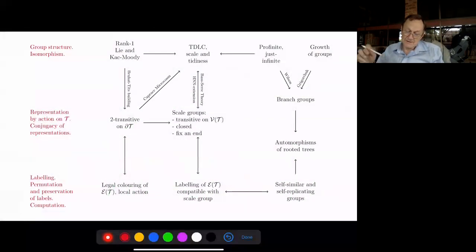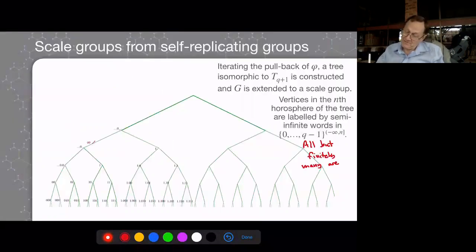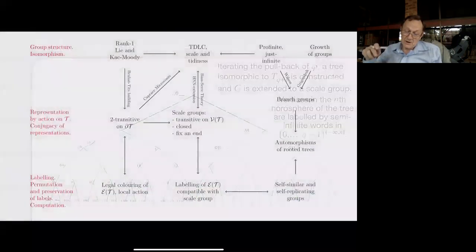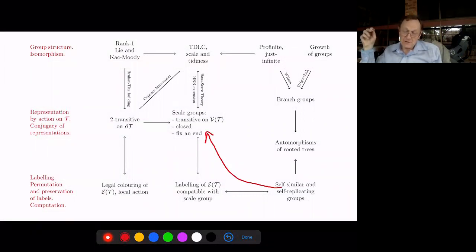All right, I was going to write 0. Let's see if I can go back. 0. Okay. So that's going from self-replicating groups back to scale groups. So are there any questions so far?